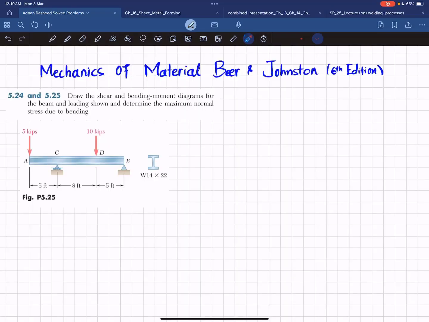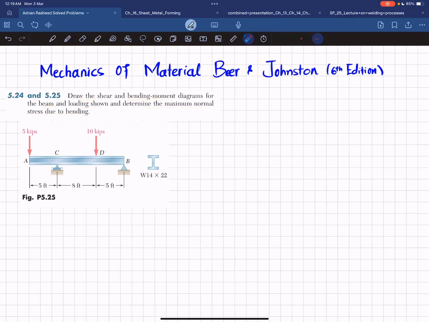Welcome back. In this video, we are going to solve problem 5.25 that is taken from chapter number 5, Analysis and Design of Beam, and the book name is Mechanics of Material, Beer and Johnston, 6th edition. So the statement is: draw the shear and bending moment diagram for the beam and loading shown. Determine the maximum normal stress due to bending.